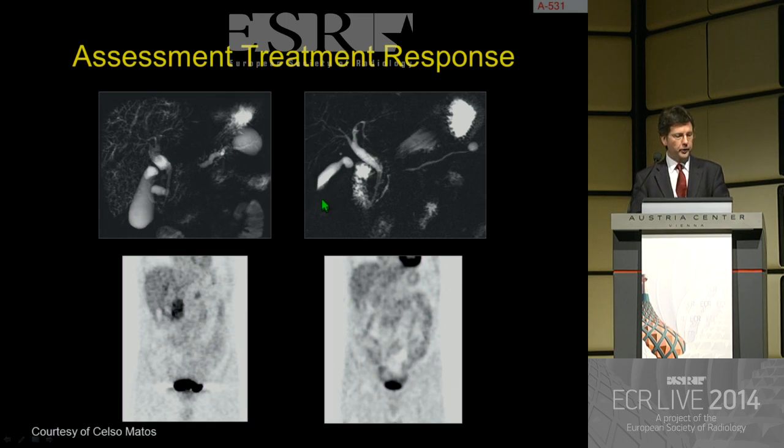Well, again, we've got a patient pre- and post-corticosteroids and changes within the head and neck region of the pancreas, and you can see these have resolved on the follow-up PET-CT imaging. So yes, it can be used for treatment response.